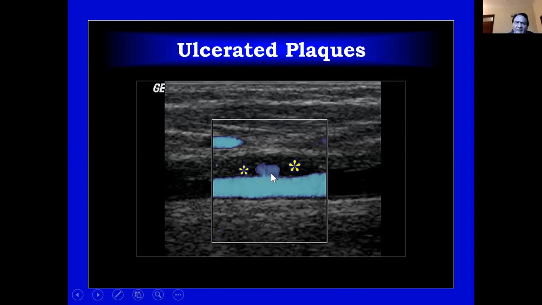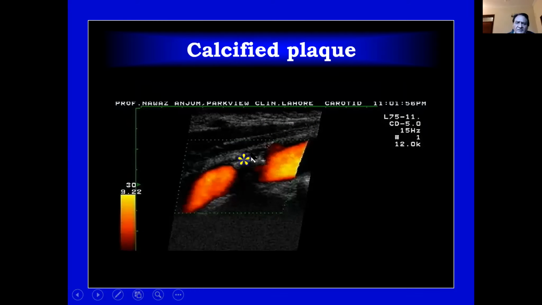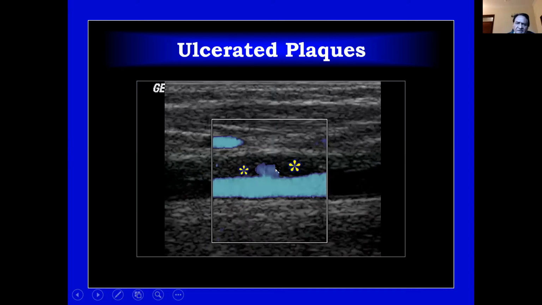This is ulcerated plaque. These are also dangerous. Calcified, they are not as dangerous because they don't usually embolize. But ulcerated and hemorrhagic plaques, they are dangerous because they can produce emboli.